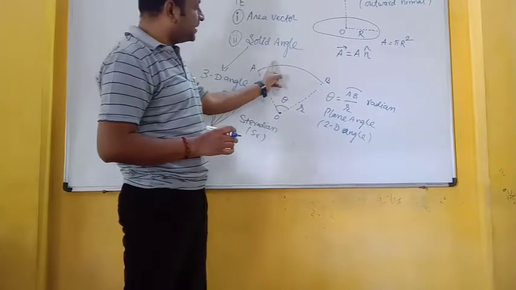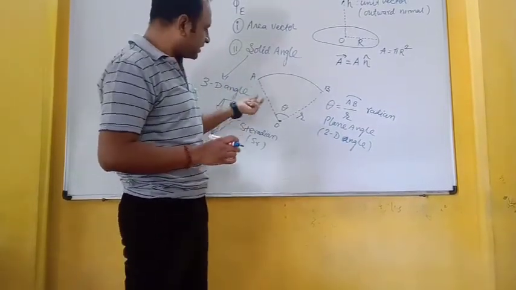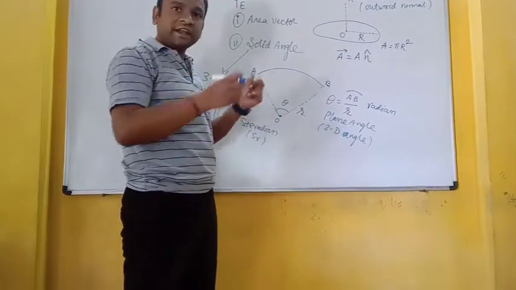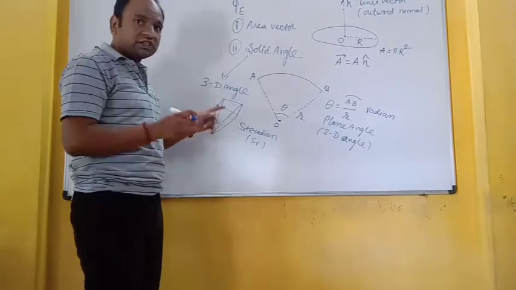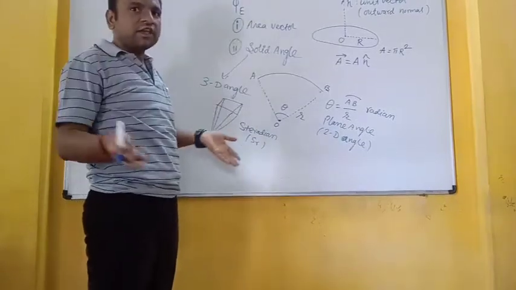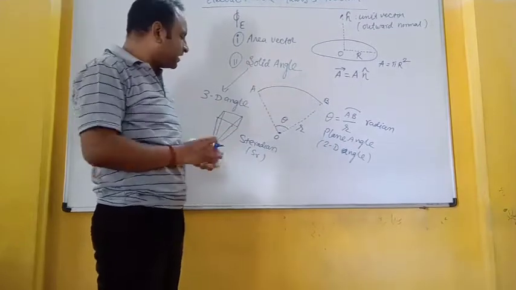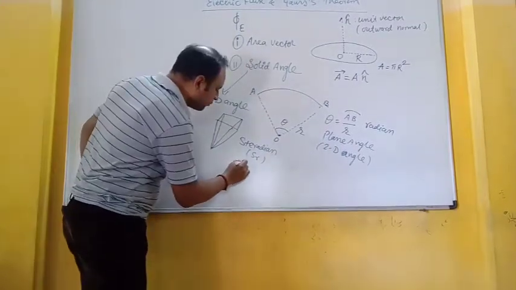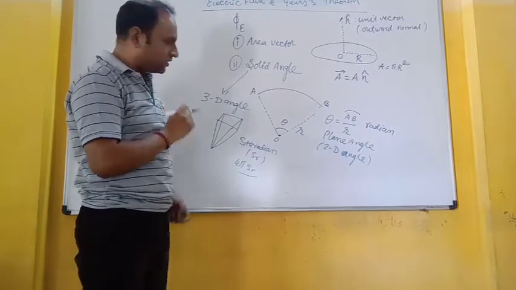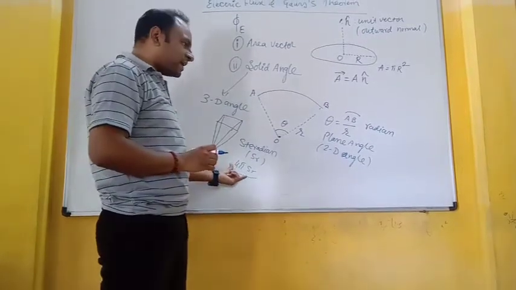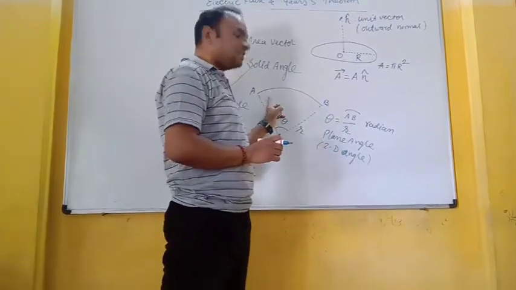Like a complete circle subtends an angle of 2 pi radian at the center of the circle, if I consider myself inside a sphere of radius r, then the whole sphere will be subtending an angle of 4 pi steradian at the center of the sphere. So 4 pi steradian is the solid angle, and 2 pi radian is the plane angle.